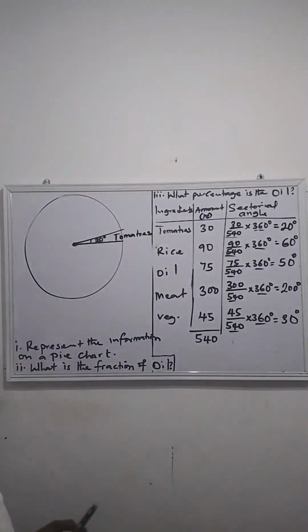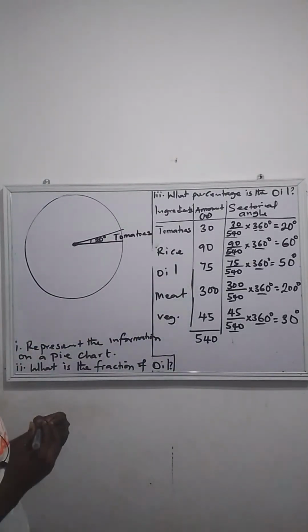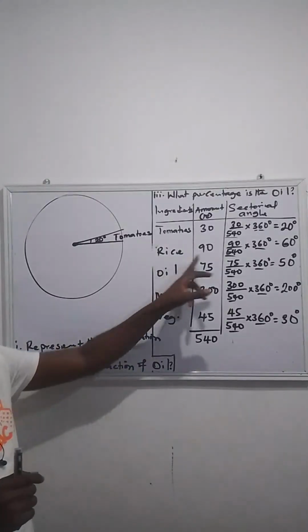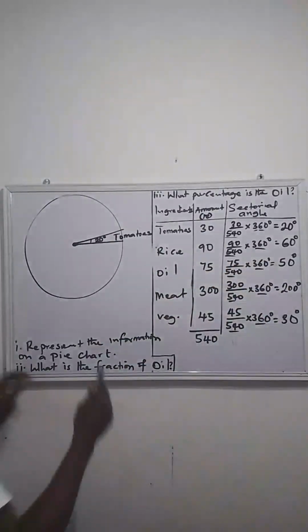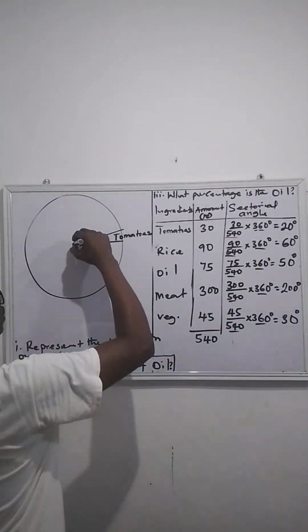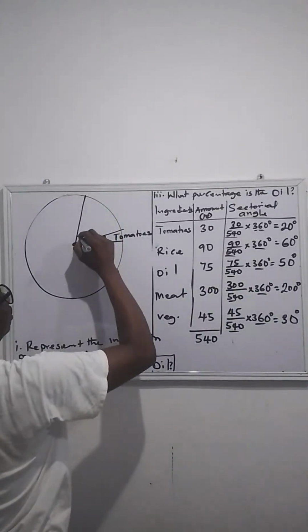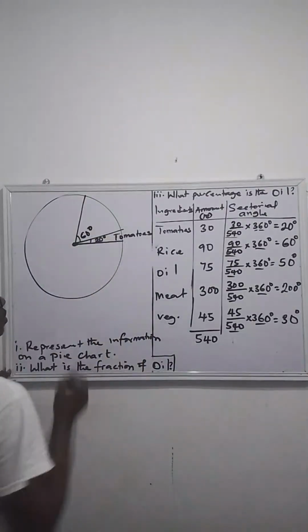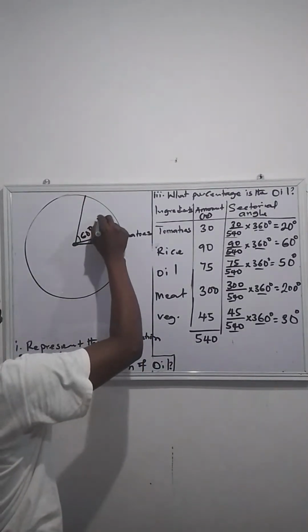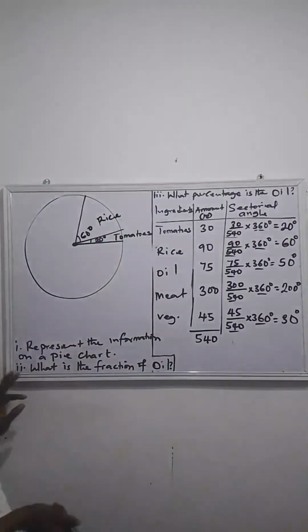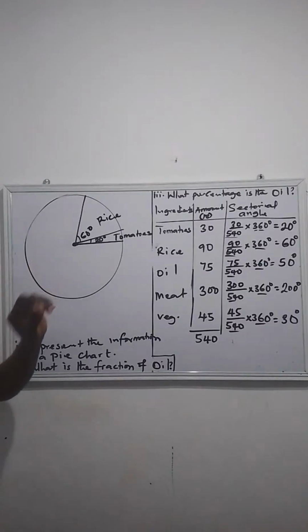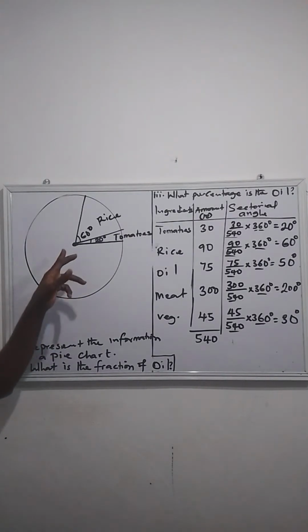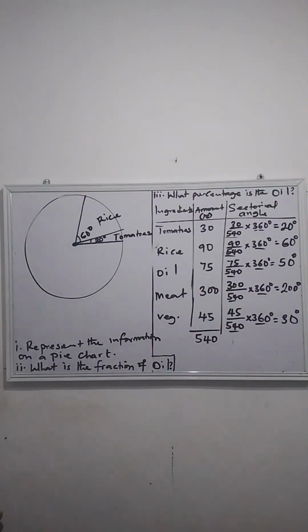Okay, do you get that now? So the next thing is to take the angle for rice. That's 60, so 60 this way is 60 degrees. Now this angle is expected to be drawn with your protractor. Your protractor will help you get the correct angle.